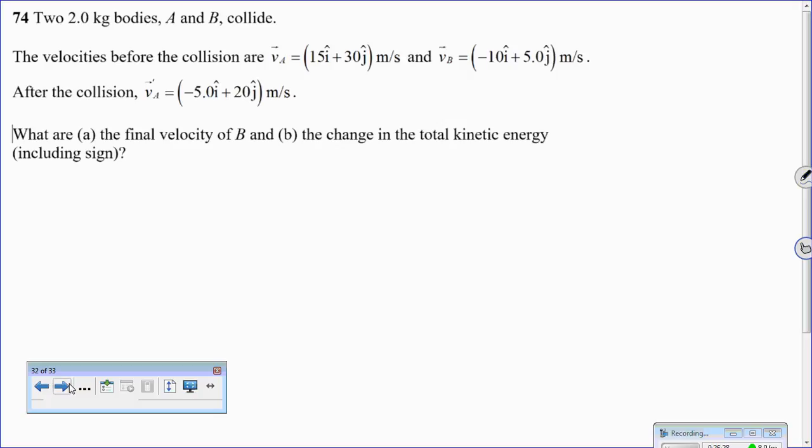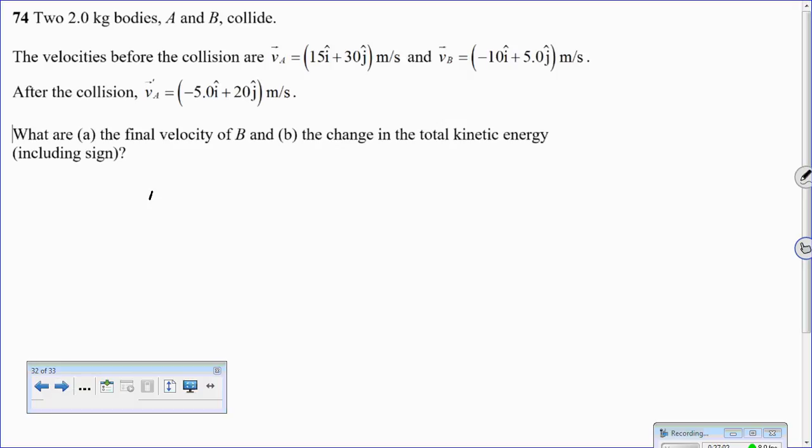Okay, so here we go. Two kilogram bodies, A and B, collide. The velocities before collision are, and you're given these two unit vector notation velocities. And then it says after the collision, the velocity of A is this, and you're trying to find the velocity of B after the collision, and then the change in kinetic energy. So we're basically going to follow the same process that we did in that very first conservation of momentum problem that I gave you guys. I'm going to make a little chart.